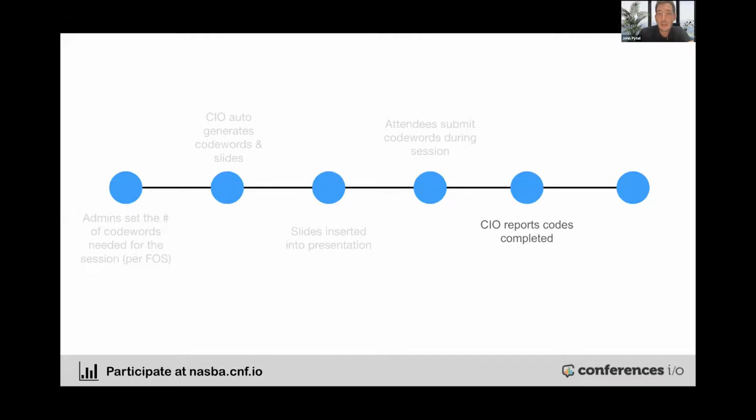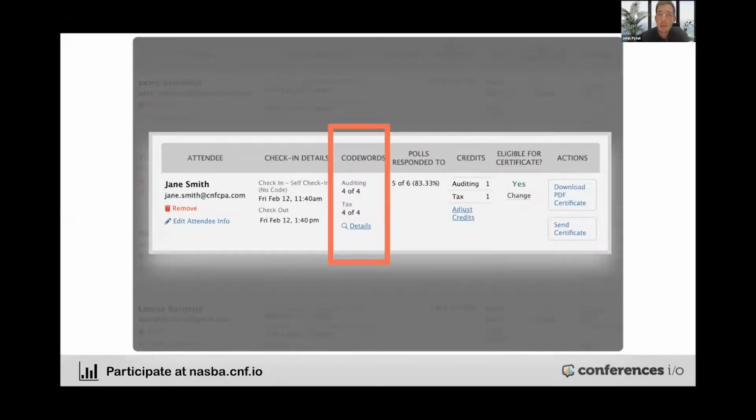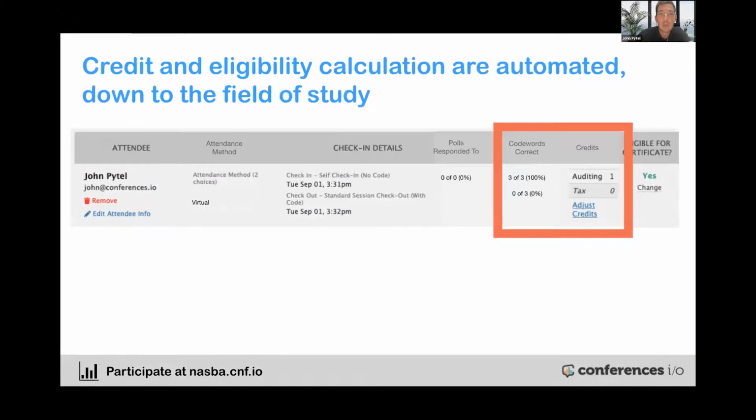On the reporting side, again, we're able to report back the number of code words completed, even down to the specific field of study if you need that. And then like I mentioned earlier with the polls, you can automatically calculate and adjust the credits based on their completions, again, down to the field of study, right?